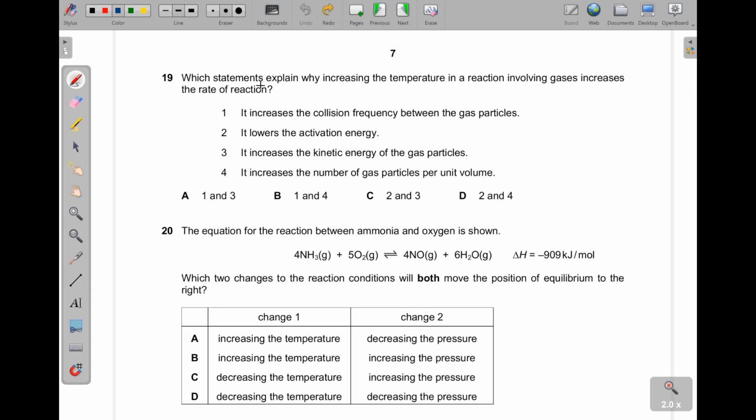Which statements explain why increasing the temperature in a reaction involving gases increases the rate of a chemical reaction? Number one, it increases the collision frequency between the gas particles. That is true. It lowers the activation energy. No, activation energy is never lowered. Even when you add a catalyst, it speeds up the rate of a chemical reaction by providing a pathway with a lower activation energy, but it has not removed the initial barrier.